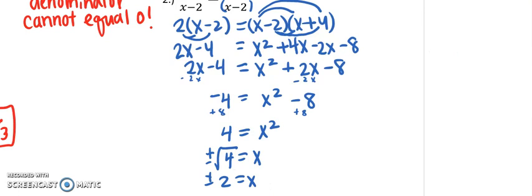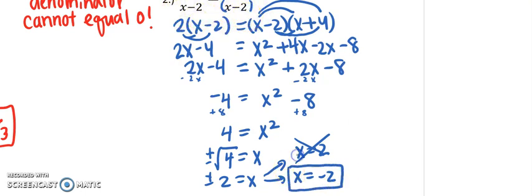Now you want to check for extraneous solutions. So first, let's think about when x is positive 2. Is 2 minus 2 0? I'm up here in the denominator. And it is, so you cannot use that answer. And then think about your other answer, which is negative 2. Is negative 2 minus 2 0? No, it's not. It's negative 4, so only negative 2 is your answer. So this is why it's important. You have to check that denominator. You have to check it.